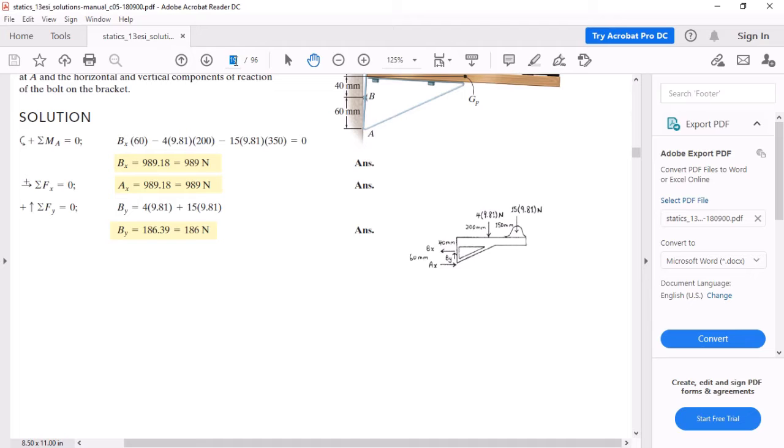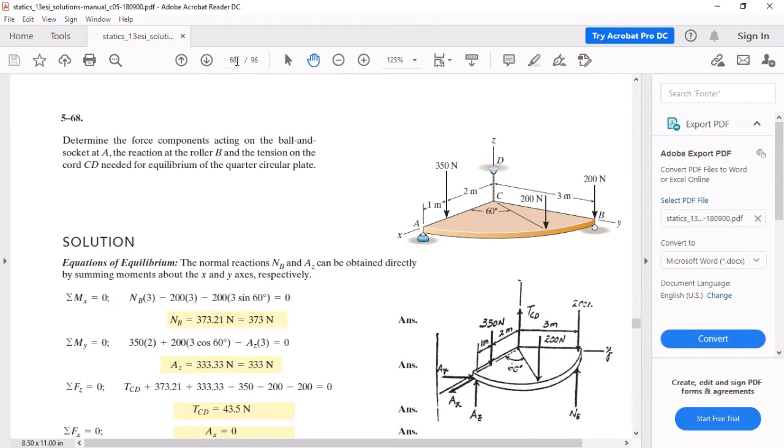Another question. Determine the force components acting on the ball and socket at A. عندي هون هذا اللي هو الكوارتر بليت عامل حاطين support ball and socket at A. في عنا اللي هو roller at B. We have this cable at C. So we need to determine the force components على البول socket الموجودين عند A, the reaction at the roller at B, and the tension in the cord CD needed for equilibrium for the quarter circular plate.